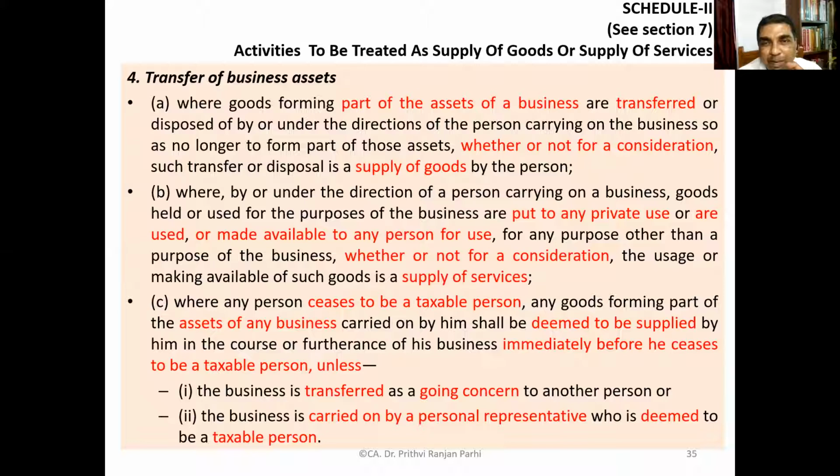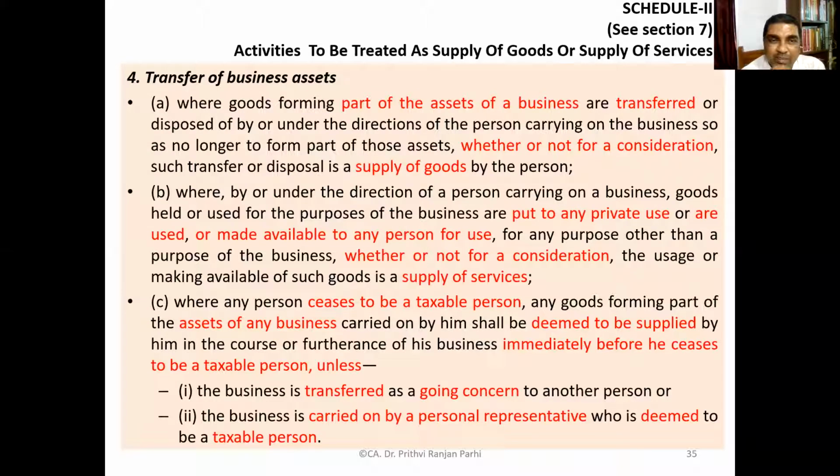Such transfer or disposal is supply of goods by a person. Okay, you see, some assets of the business are transferred or disposed of. It may be freely, whether for consideration or not, that doesn't matter. That's why it says whether or not for a consideration. Such transfer or disposal is a supply of goods by that person. It is not supply of services. Okay, it's supply of goods, even if consideration is not there.